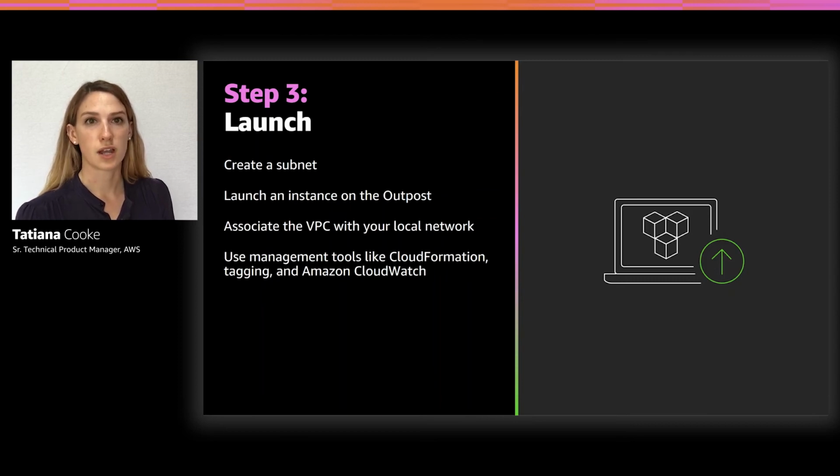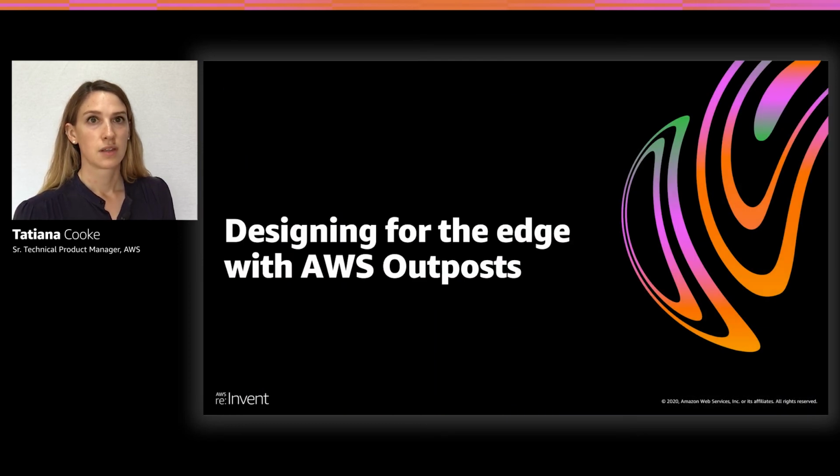Now that you've gotten started, we can talk more about how to design for the edge with Outposts. The Outpost service delivers a truly consistent hybrid experience. This means that you can build using the same native AWS tools and services. There are a few considerations that come with deploying to on-premises capacity that you can keep in mind as you start to test and deploy to Outposts.